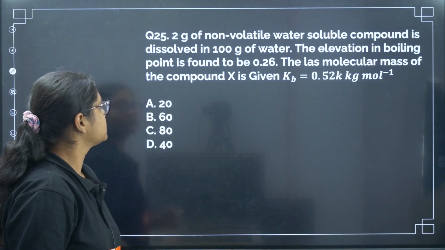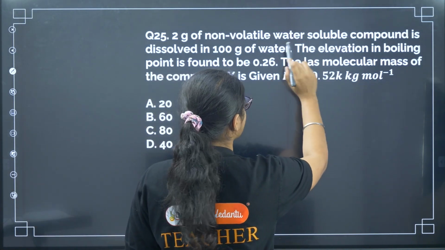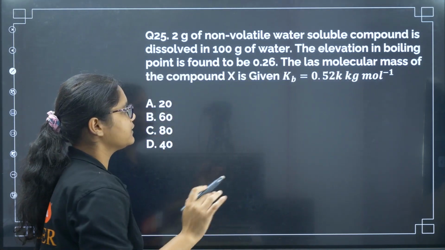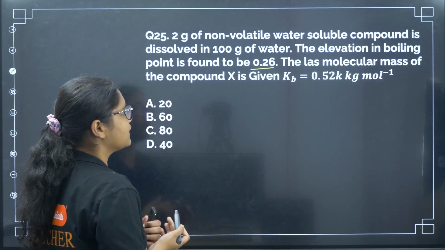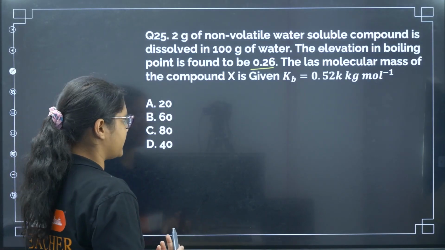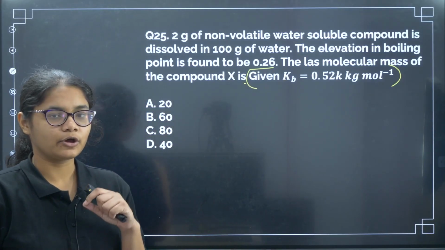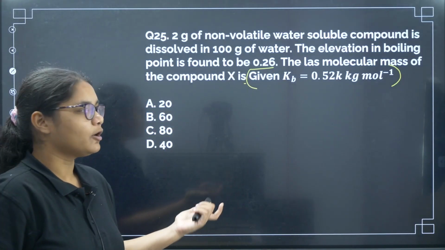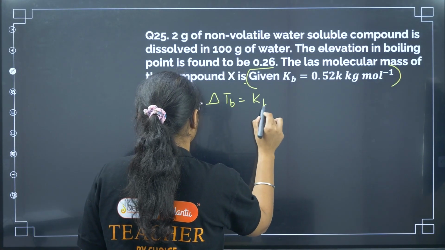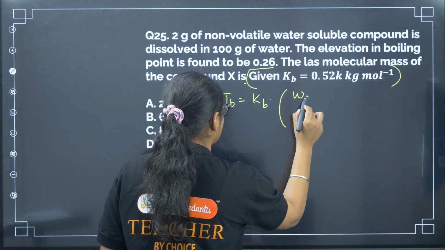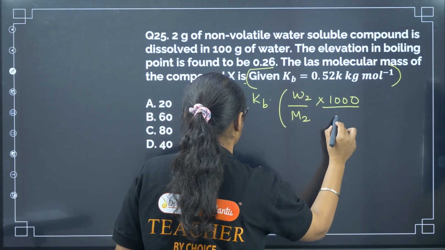Okay, next question. 2 gram of a non-volatile water soluble compound is dissolved in 100 gram of water. The elevation in boiling point is found to be 0.26. The molecular mass of the compound X is dash. So given value is this one. So this is a direct question from your elevation in boiling point colligative property. So we have this formula, delta TB is equal to KB into m. For m we can write it as W2 by M2 into 1000 by W1.